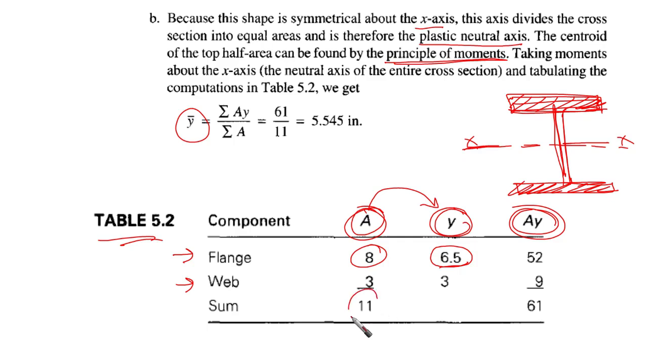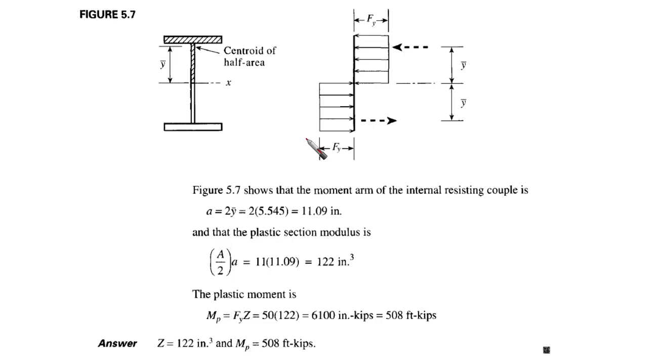We are going to obtain the summation of area and the summation of the first moment of area values, and divide one by the other. So it is going to be 61 over 11. It gives us 5.54 inches. What is the meaning of this value?